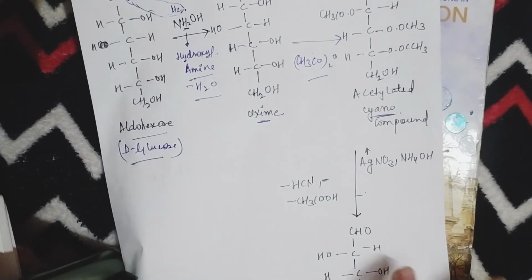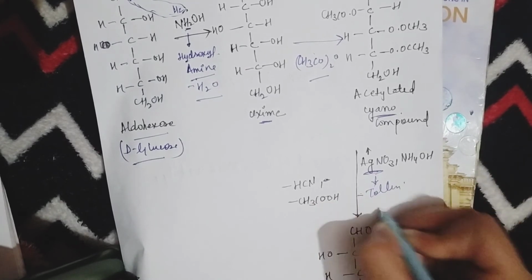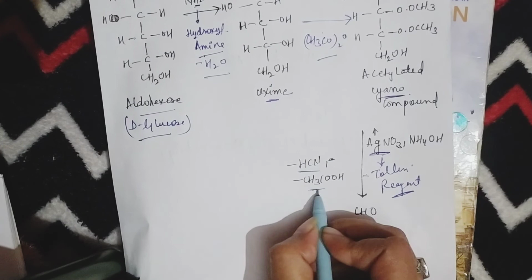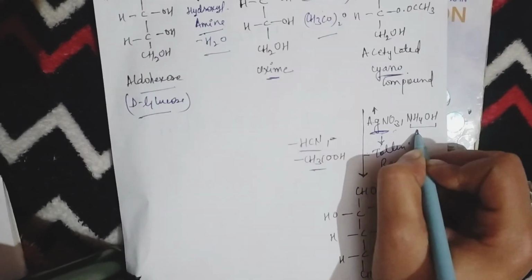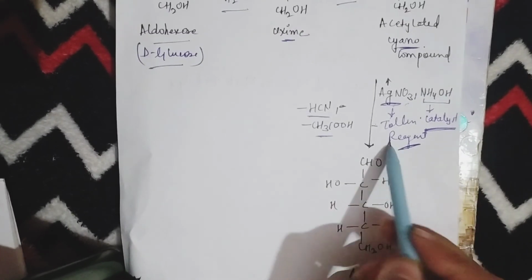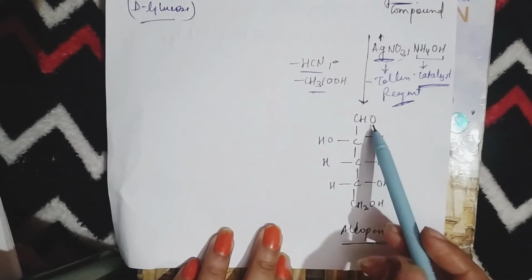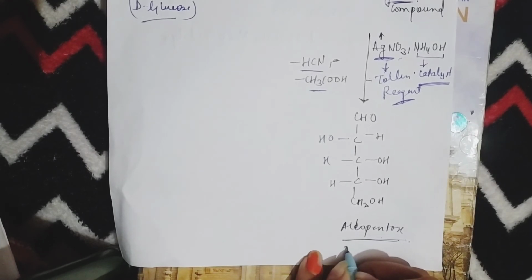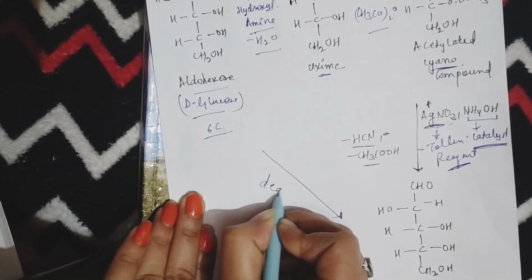Okay. Then it is treated with AgNO3. And what is AgNO3? Tollens reagent. In this reaction, hydrogen cyanide and acetic acid are removed. And why do we add this? It acts as a catalyst. And by this reaction, we obtained our final product, that is aldopentose. In this, we have 1 carbon less than our starting product. In this we have 5 carbons, and in our starting product we have 6 carbons. So here also you can see degradation.